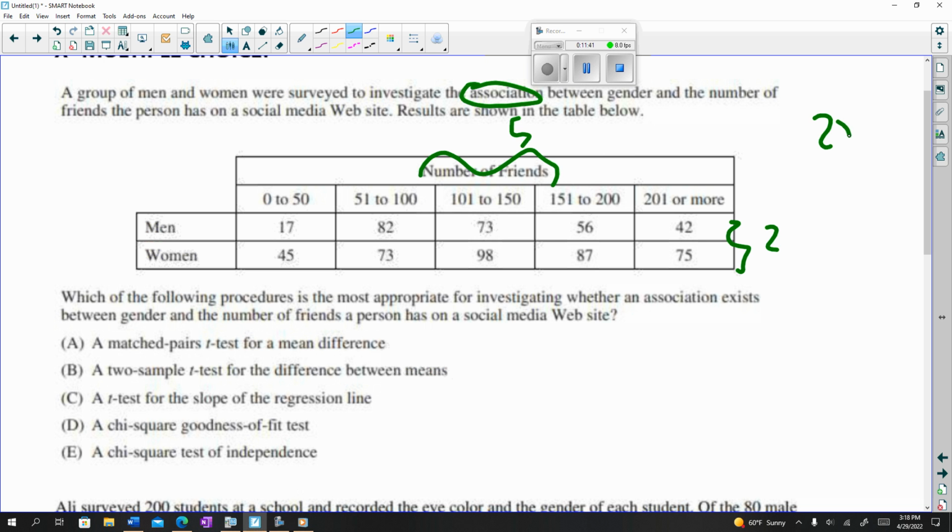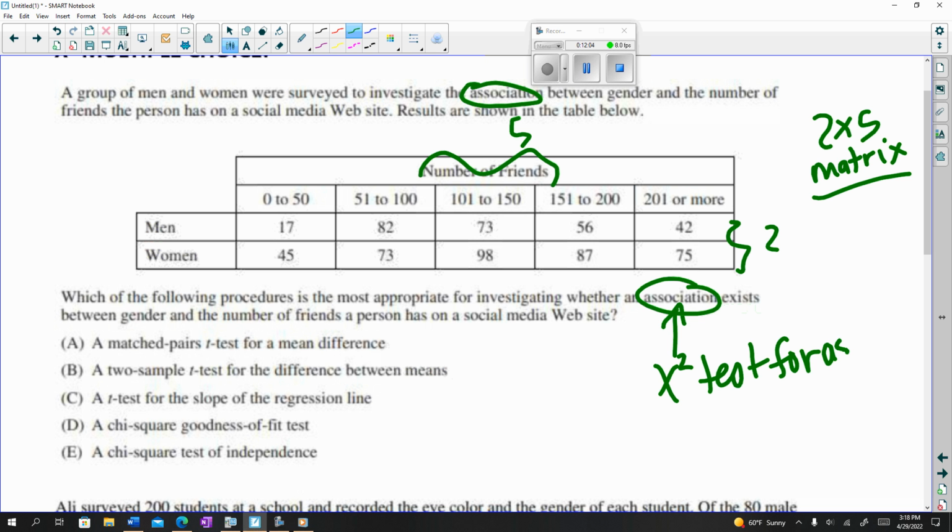So this is a 2x5 matrix. And notice it's categorical variables because gender and the number of friends are put into categories. Which of the following procedures is the most appropriate way for investigating whether an association exists between gender and the number of friends? So as soon as you see that keyword association, you know it's chi-square test for association, because that keyword association means there's an association. So you're going to choose the one that says chi-squared test.